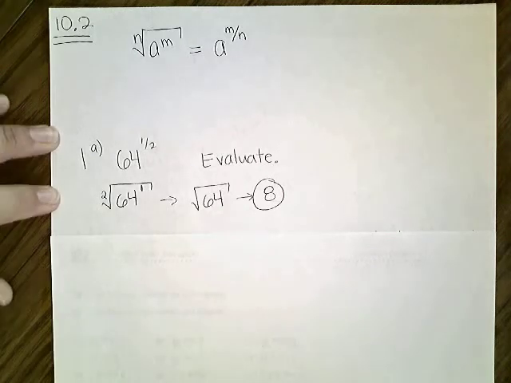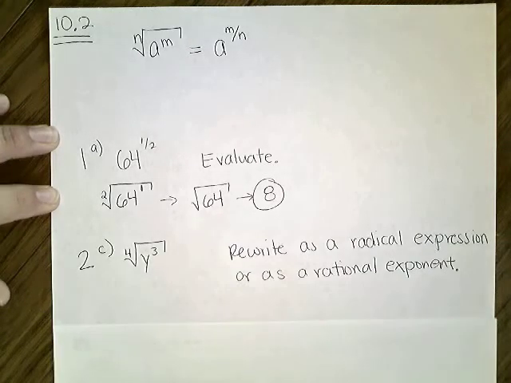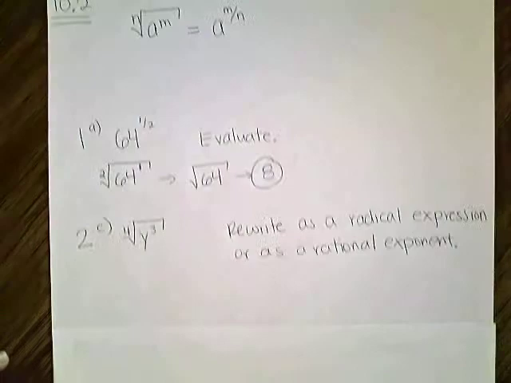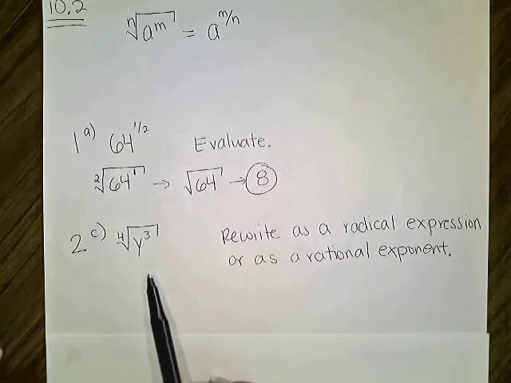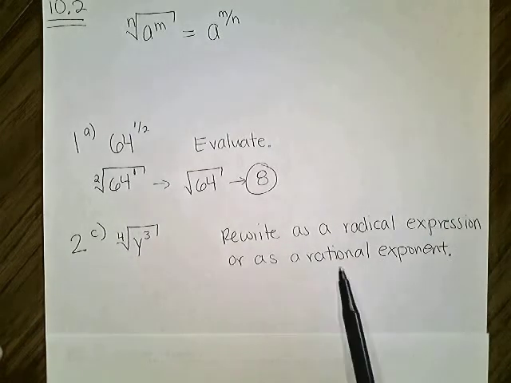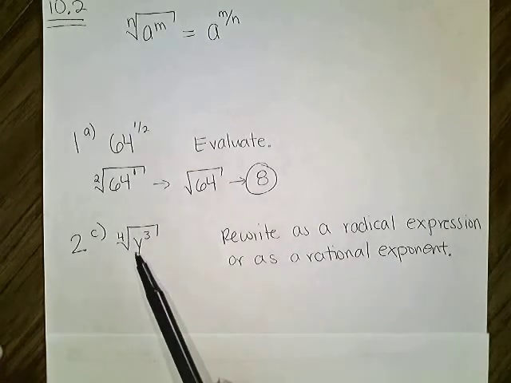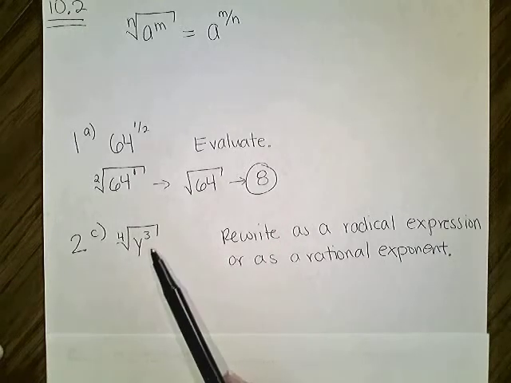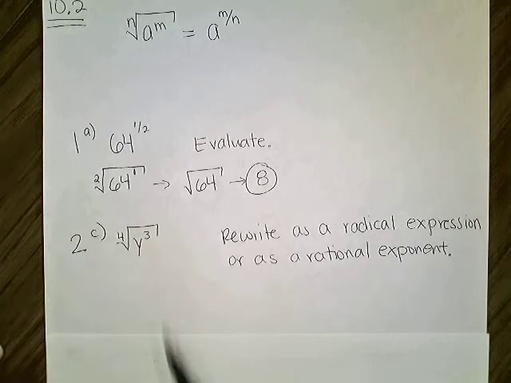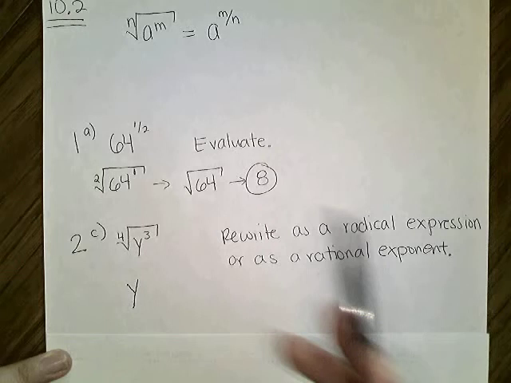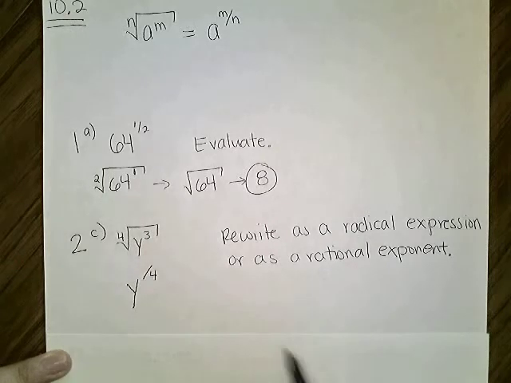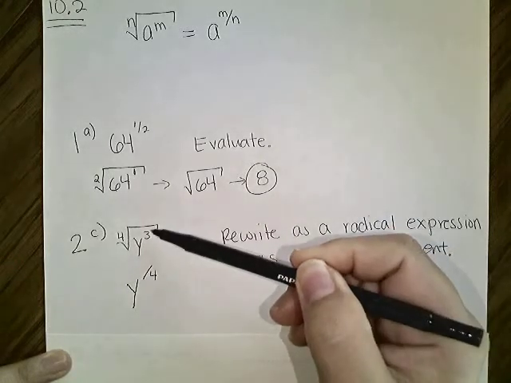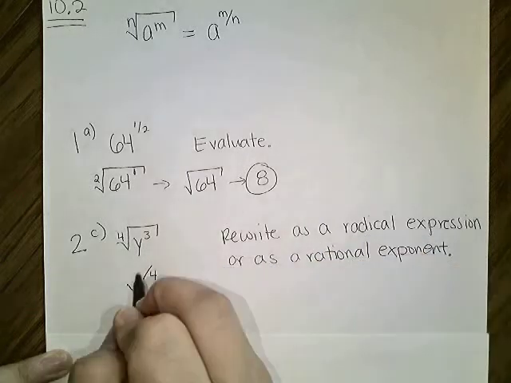We can also use that to convert back and forth between radicals and rational exponents. Here it says just rewrite as a radical expression or as a rational exponent. Here we're starting with a radical expression, so we want to rewrite it as a rational exponent. Our base is going to be the same base that we have here, y. The index number is going to be the denominator of our exponent, and the exponent within our radical is going to be the numerator of our exponent.